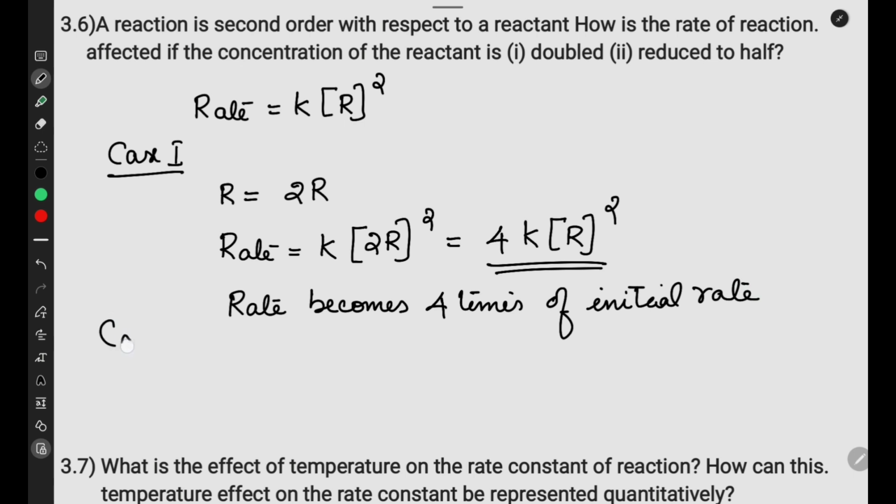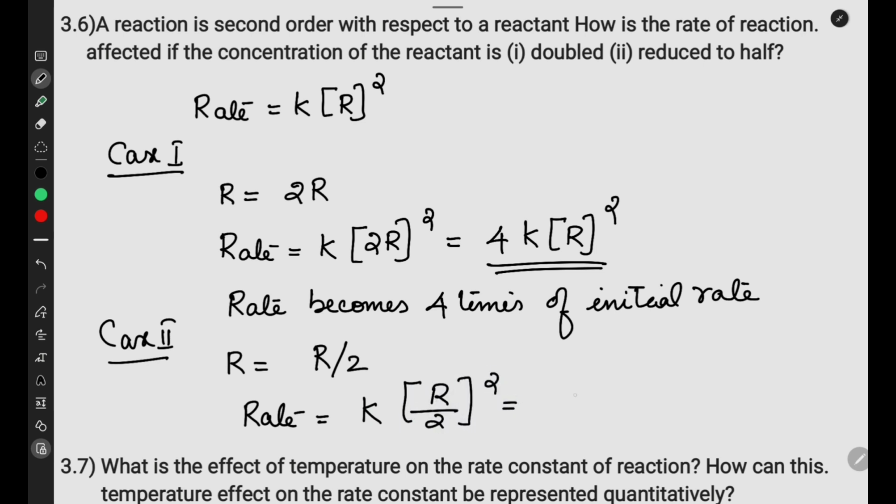Second case, when R becomes R by 2, rate is equal to K into R by 2 the whole square. So that is equal to 1 by 4 K R square. That is, rate becomes 1 by 4 times.